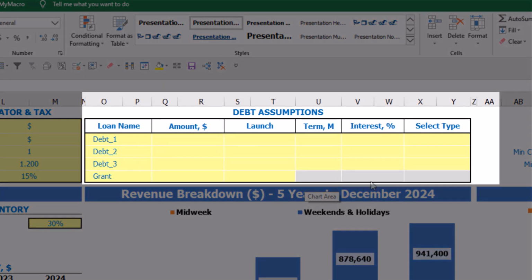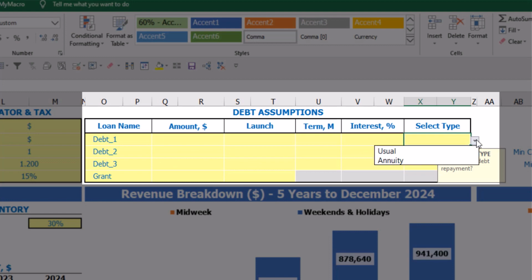Also, on the top of the dashboard, you have debt assumptions. Let me show you how it works. For each debt, you're able to select the debt type. There are 2 debt types in the model, which are annuity and usual. Annuity means that each monthly payment, which consists of your debt repayment plus interest expenses, will be equal each month. In case you select usual, your main debt repayments will be equal parts, and interest will be just interest on the debt's closing balance.